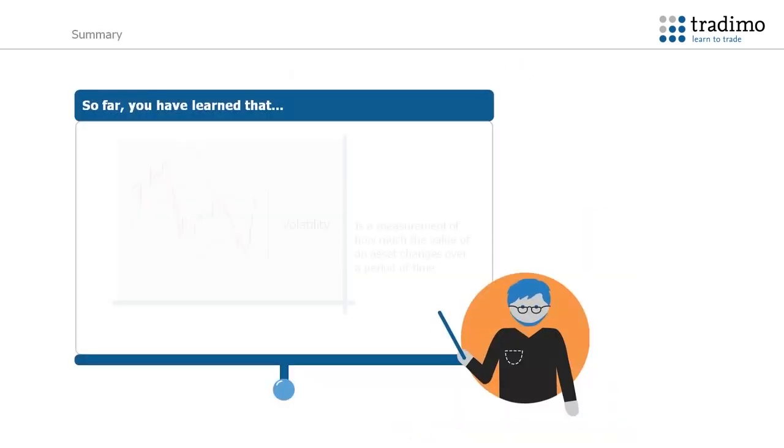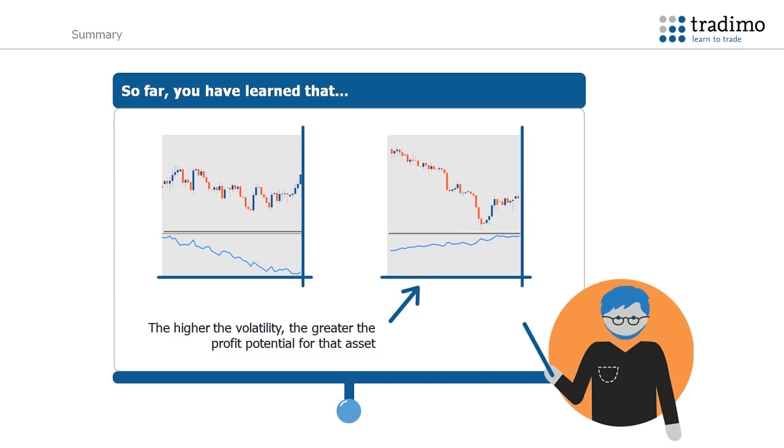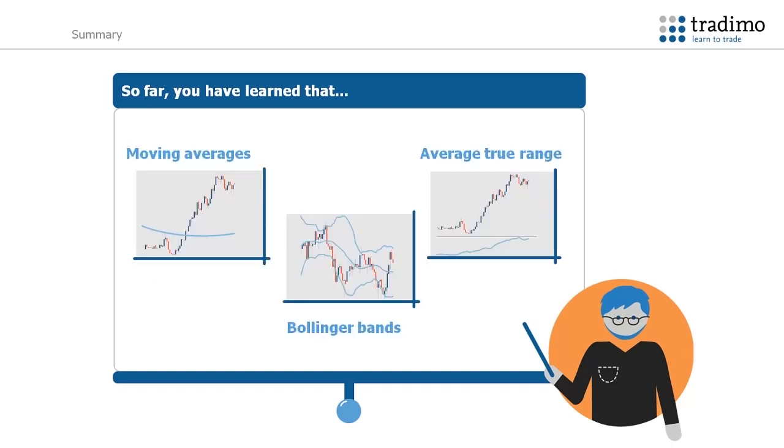So far, you have learned that volatility is simply a measurement of how much the value of an asset changes over a period of time. Therefore, the higher the volatility, the greater the profit potential for that asset. Likewise, if the asset has a low volatility, it is best to avoid trading it. We can use various indicators to tell us the volatility of an asset at any given time.